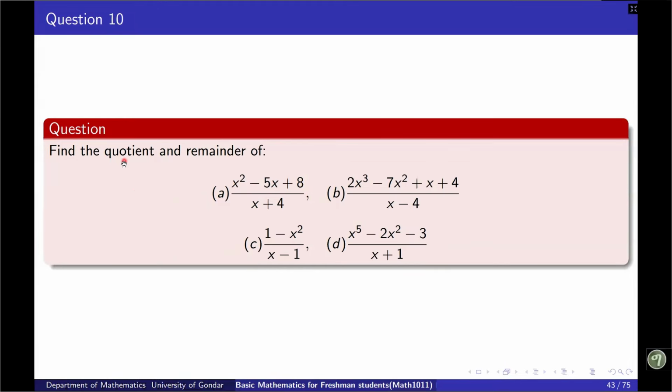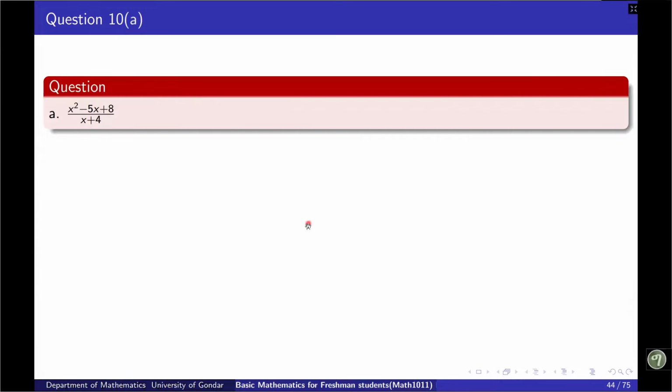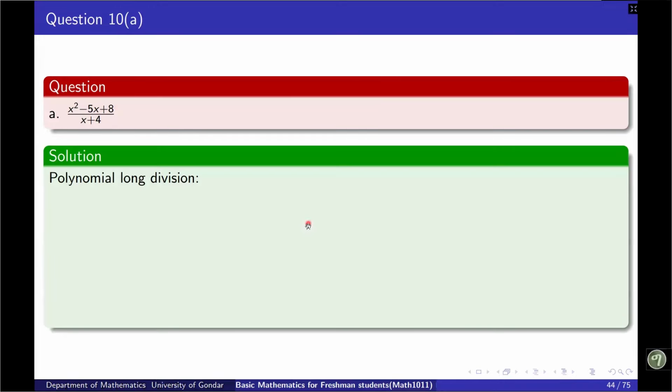Question number 10. Find the quotient and remainder of the functions given here. So let us see them one by one. Polynomial division, the long division method, could be applied here. When we divide x squared, the leading term of the numerator, by the leading term of the denominator, we have x.